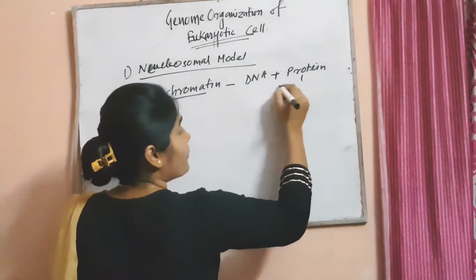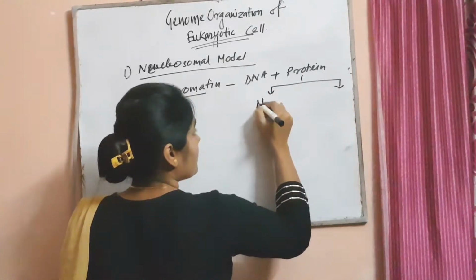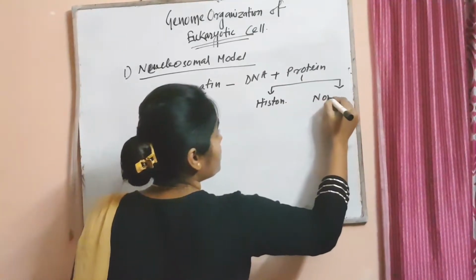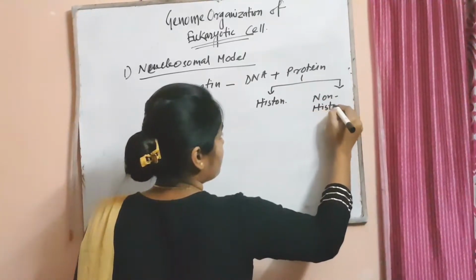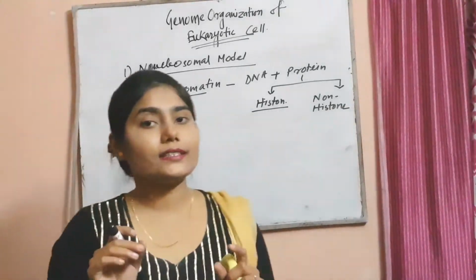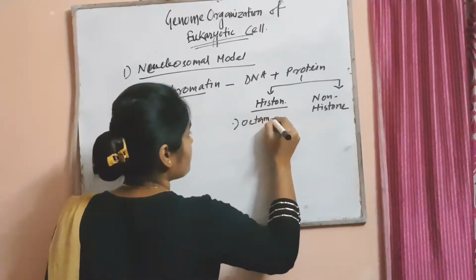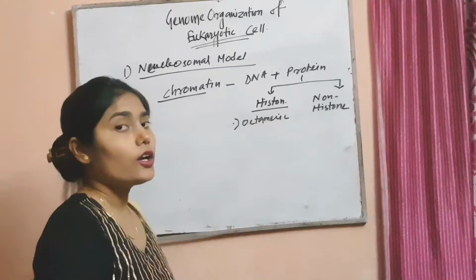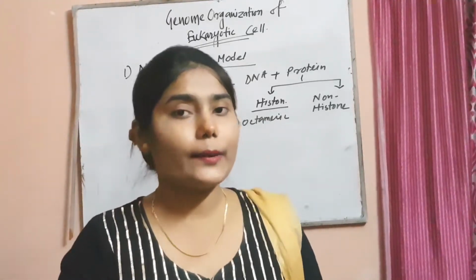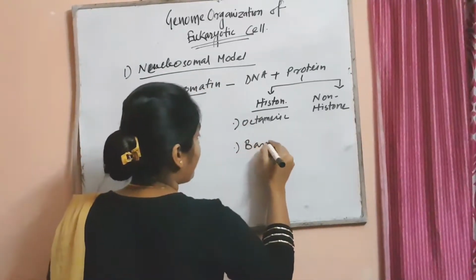And here the protein is of two types. One is histone protein. Another one is non-histone protein. Histone protein is an octameric subunit. What is octameric? When the protein consists of 8 subunits, this is known as an octameric subunit. And it is also a basic protein.